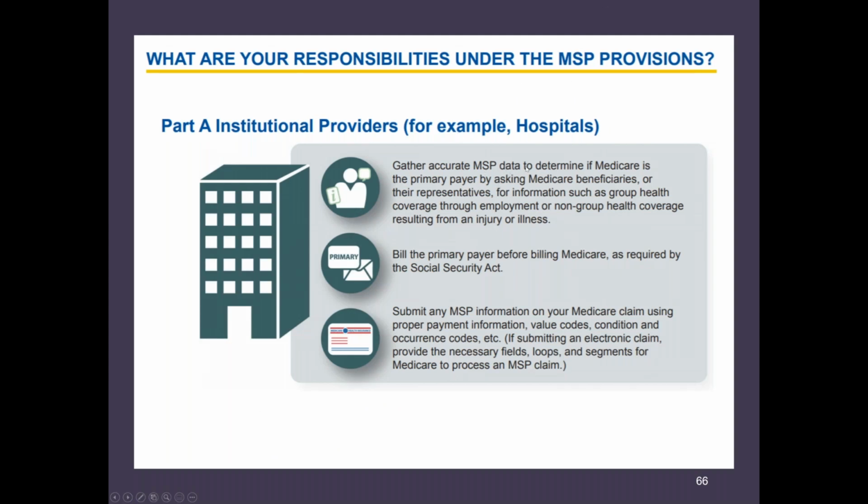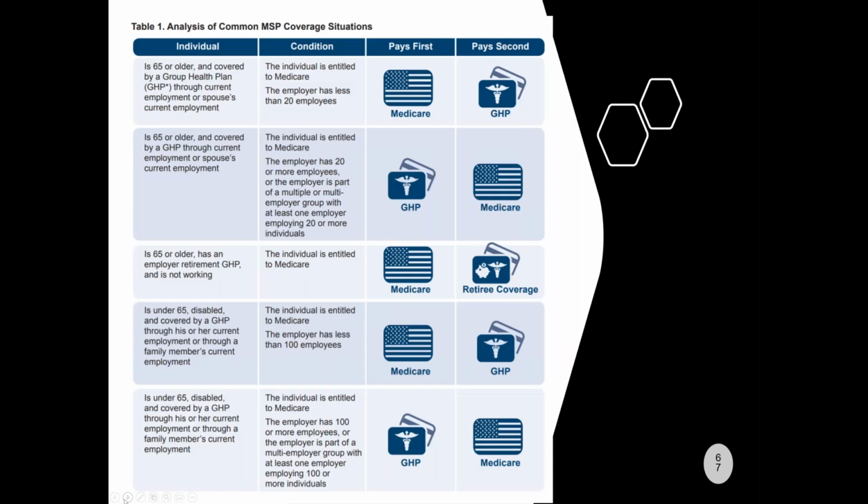You have to gather MSP data to determine who the primary payer is. Once you figure out if you're primary or secondary, then you have to bill in accordance with those regulations. How you give them the proper information is by providing value codes, condition codes, and occurrence codes on your UB-04 form. I used Part A, institutional provider, because rural health clinics are considered institutional providers, and you have to follow the rules of hospitals, which makes it very, very hard for you guys.